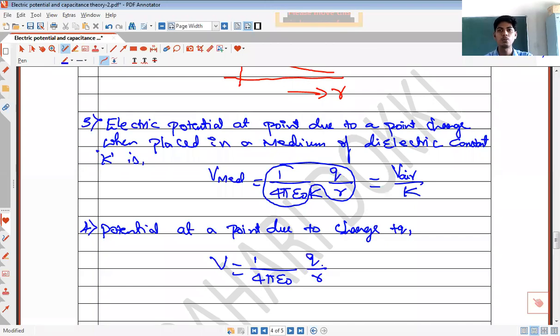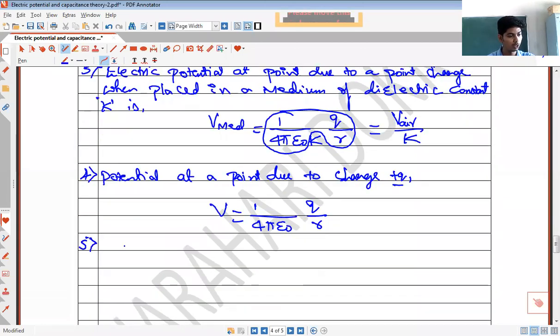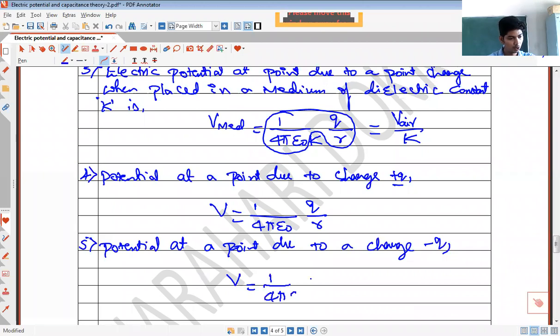The potential due to a positive point charge will be positive, and the potential at a point due to a negative charge minus Q will be V is equal to 1 by 4 pi epsilon naught, minus Q by R. Potential due to a negative charge will be negative.